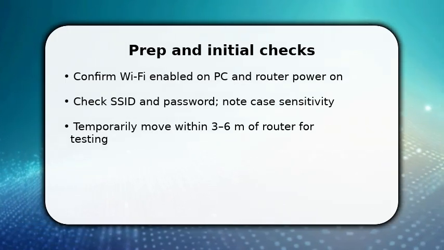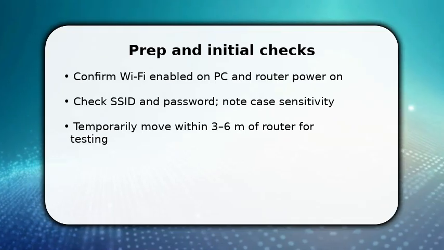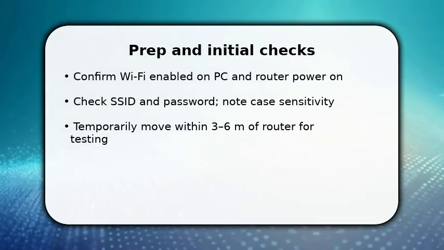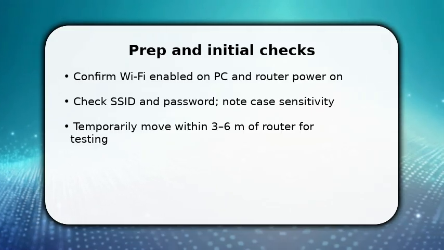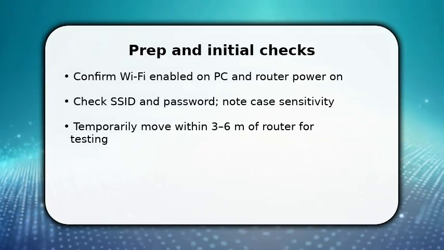Move close to the router for a clean signal to isolate interference. While you do this, open the network panel so you can observe connection attempts and error codes. Those messages guide the next targeted steps.